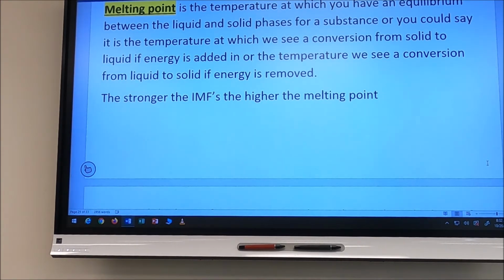The stronger the intermolecular forces, the higher the melting point. The weaker the intermolecular forces, the lower the melting point.